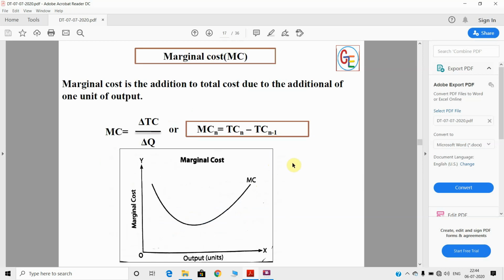Then come to the marginal cost. The marginal cost is the addition to total cost due to the additional one unit of output. So it is the change in total cost due to the change in quantity. So MCn is equal to TCn minus TCn-1, and the nature of the marginal cost curve is also a U-shape curve, right.